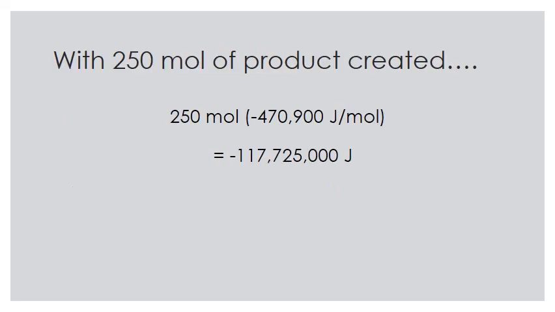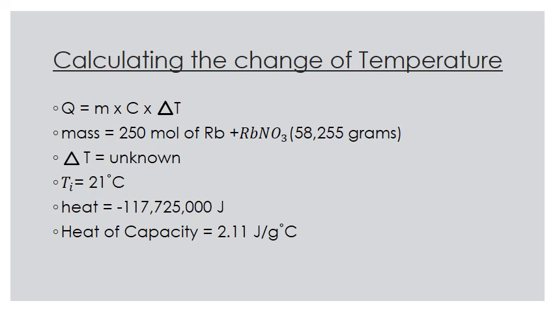470,900 joules. What we now have to do is find out how much heat will be released if 250 moles of our product from the chemical equation was created. And this is for the balanced chemical equation, by the way. So we would multiply 250 moles times negative 470,900 joules per mole, since that was our enthalpy of the reaction. And we got negative 117,725,000 joules. Now we'll be calculating the change of the temperature.